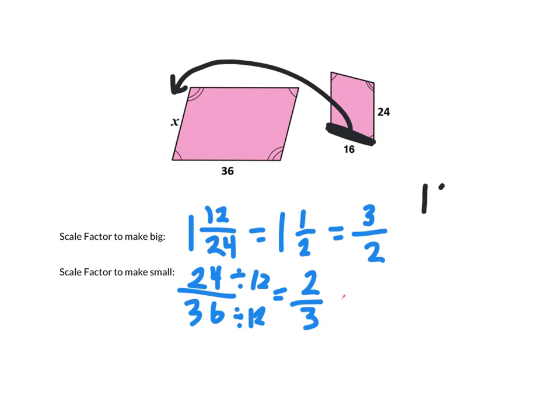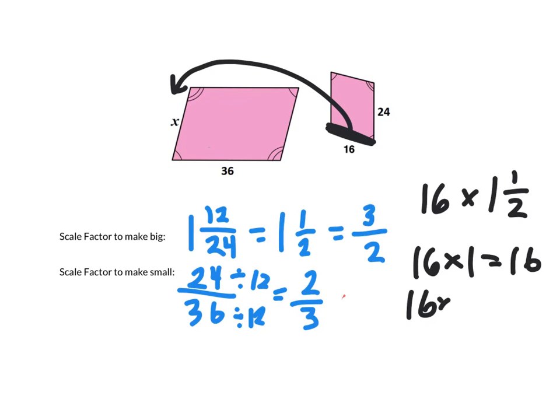So I need to do 16 times 1.5. To make this problem easier, I'm going to do 16 times 1 and 16 times 1/2. Half of 16 is 8. I bring those two pieces together and add them up, and I get 24. So x is equal to 24.